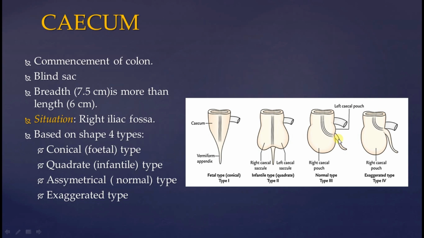The next type is the exaggerated type, where the right sac is very large and the left sac is very small, or not seen at all. The left sac is completely absent and the appendix is present near the ileocecal opening. So, based on this you have 4 types: infantile type, fetal type, quadrate type and exaggerated type.